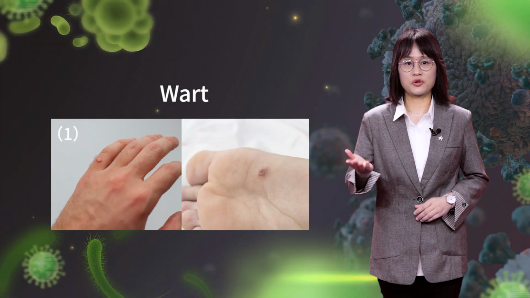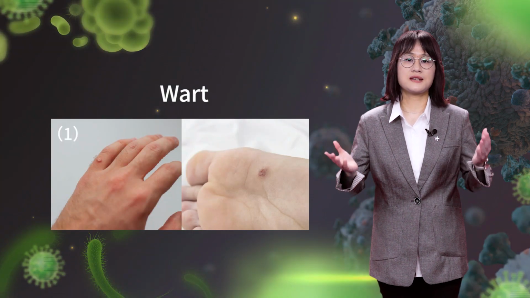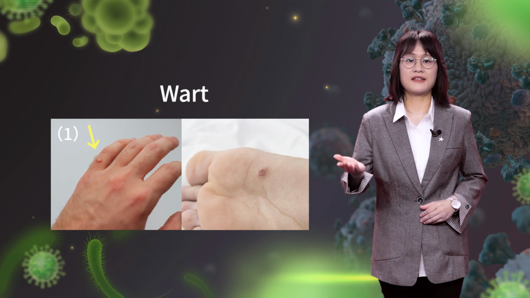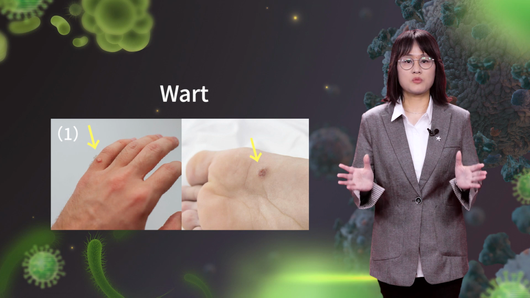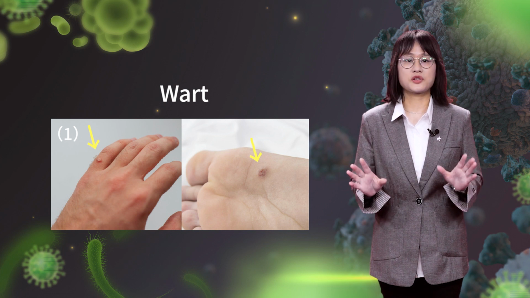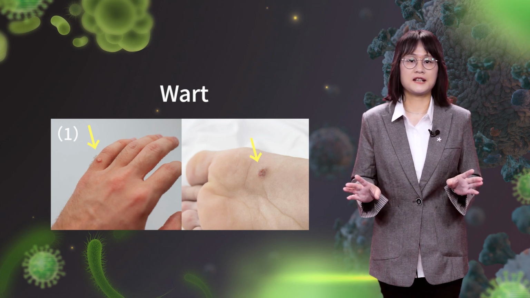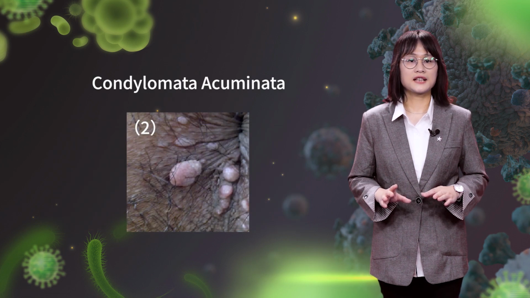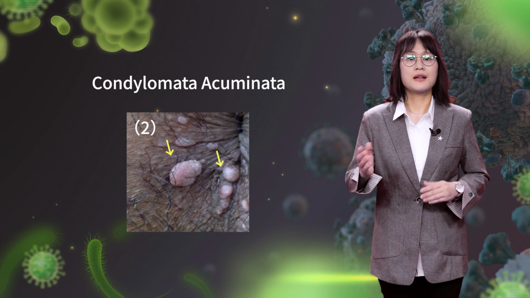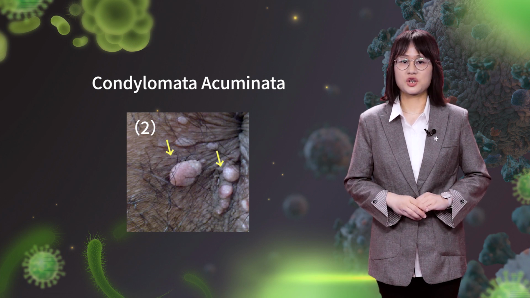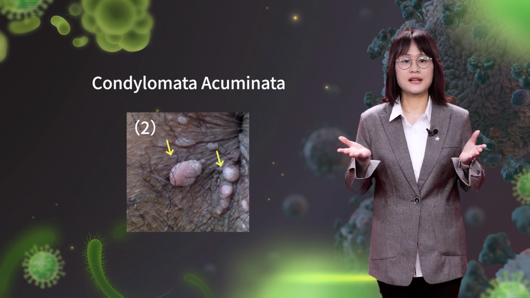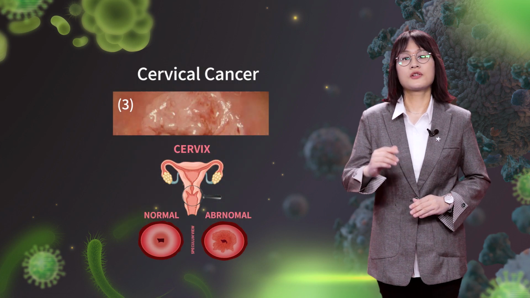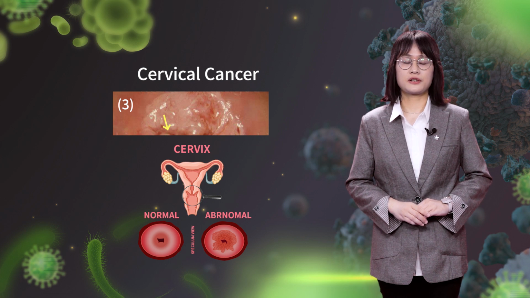These pictures show you the different HPV diseases. Picture 1 shows a wart on the hands and feet. Appearance of the wart depends on the HPV type and the infected site. Picture 2 is the condylomata acuminata. The lesion may appear as soft, flesh-colored warts that are raised and cauliflower-shaped. Picture 3 shows the cervical cancer.